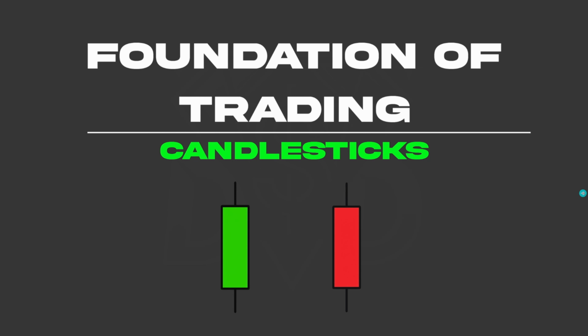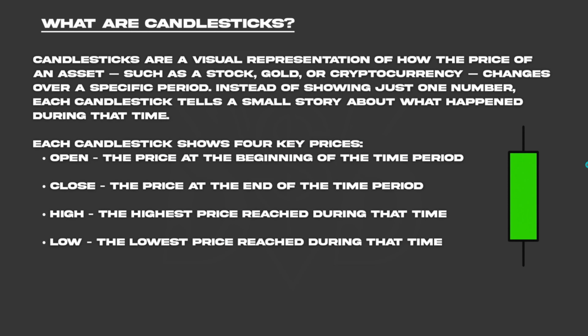So, what are candlesticks? Essentially, candlesticks are a visual representation of how the price of an asset, such as stocks, gold, or cryptocurrency, changes during a specific period of time. So instead of showing numbers, each candlestick tells a small story about what is happening during that time. It's just a visual representation of the market showing you what's going on during that time frame. And learning time frame, we're going to learn that in the next presentation, but learning time frame is also just as important to understand what is going on with each candlestick.